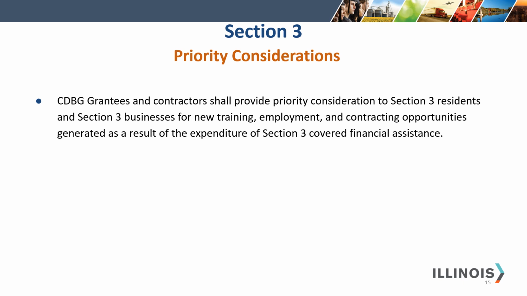Section 3 requires priority consideration be given to residents and Section 3 businesses. CDBG grantees and contractors shall provide priority consideration to Section 3 residents and Section 3 businesses for new training, employment, and contracting opportunities generated as a result of the expenditure of Section 3 covered financial assistance.